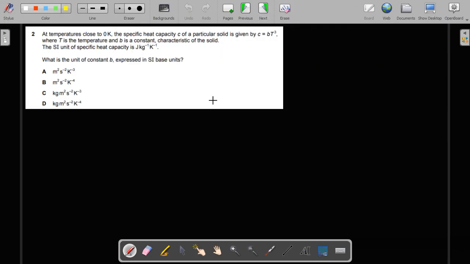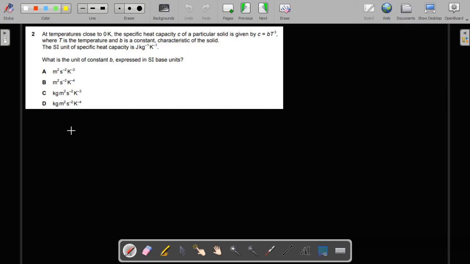Question number 2. At temperatures close to 0 Kelvin, the specific heat capacity of a particular solid is given by C equal B times T cube, where T is the temperature and B is the constant characteristics of the solid. The SI unit of a specific heat capacity is joule kg negative 1 K negative 1. What is the unit of constant B expressed in SI base unit? We know that joule is in SI unit, but it is not base unit, so you should convert joule as well to base units.